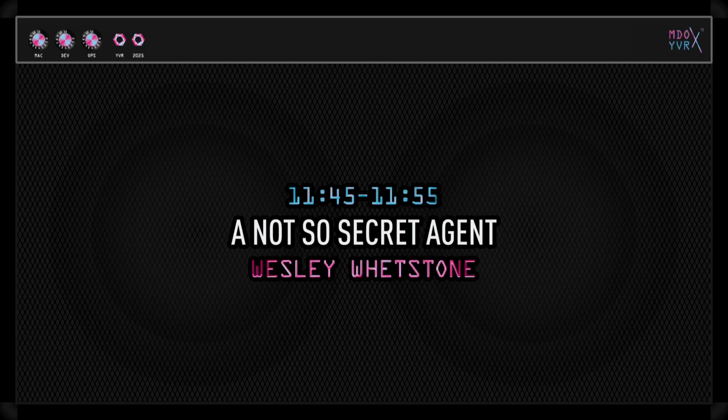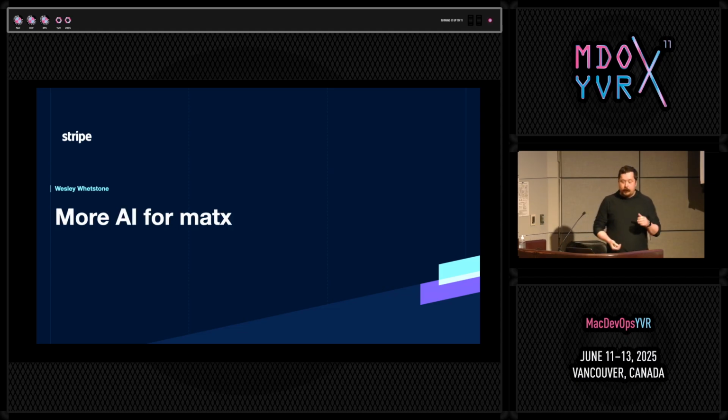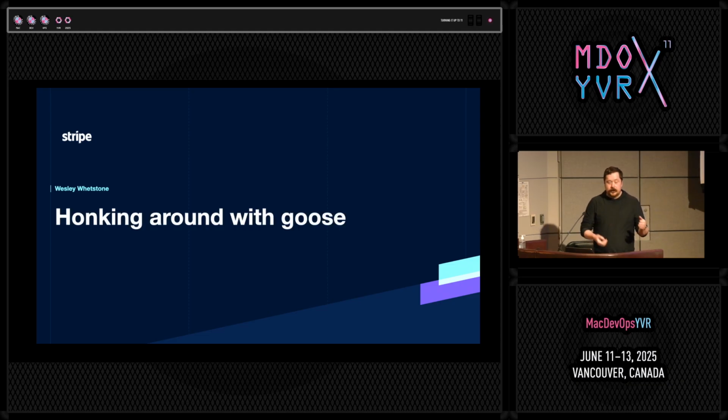Not so secret agent, which is a title I came up with in a matter of like 3 seconds. But we're just going to call it More AI for Matt. And we're also going to call it Honking Around with Goose.